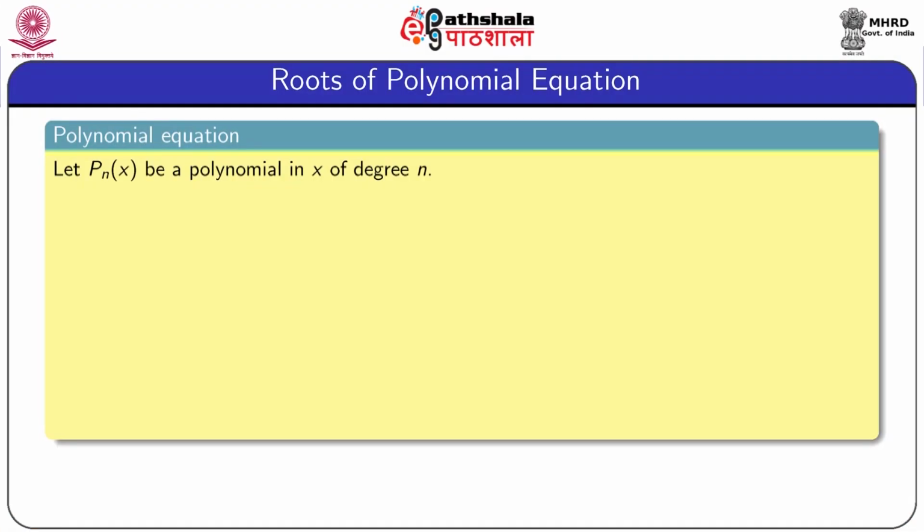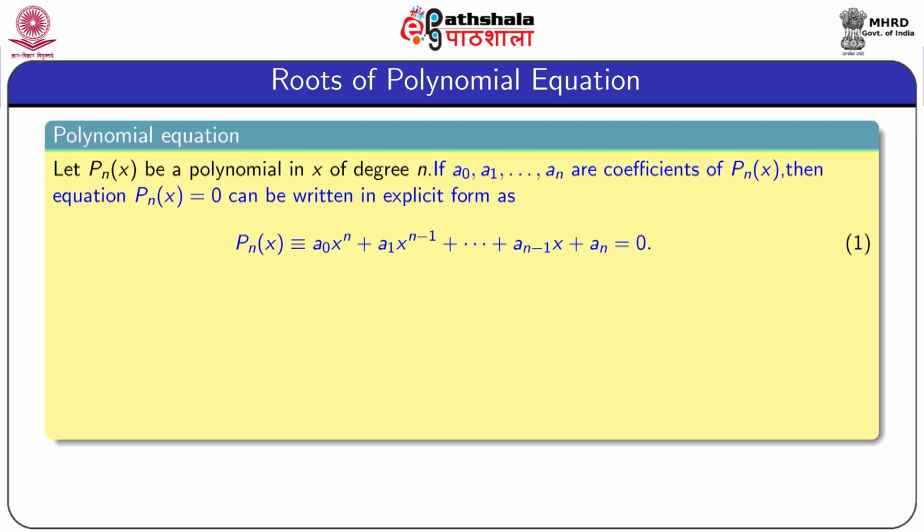A lot of direct and iterative methods are available to find all roots of a polynomial equation. In this module, we shall consider two iterative methods to find all roots of a polynomial equation. First, we define a polynomial equation. Let p_n(x) be a polynomial in x of degree n, and a0, a1 up to an are the coefficients of p_n(x).